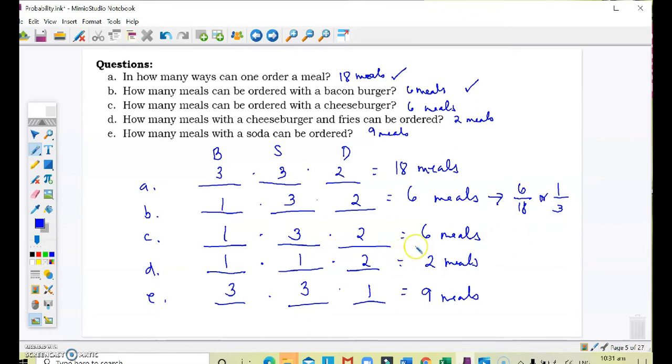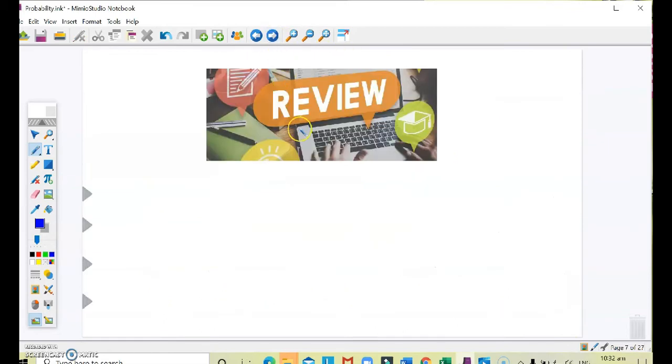Same thing with what is the chance that a person will order a meal with a cheeseburger. So that's also 6 out of 18 or 1/3. What is the chance that a person will order a meal with cheeseburger and fries on it? The answer will be 2 out of 18 or 1/9. And last, what is the chance that a person will order a meal with a drink of a soda? The answer would be 9 out of 18 or 1/2. So these are the possibilities of the meal to occur. Now, these possibilities is what we call probabilities.